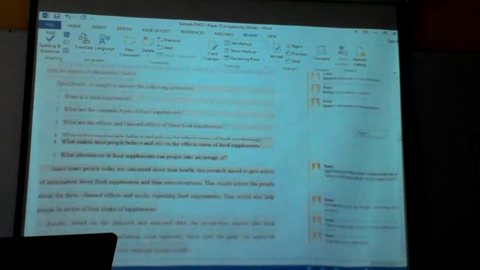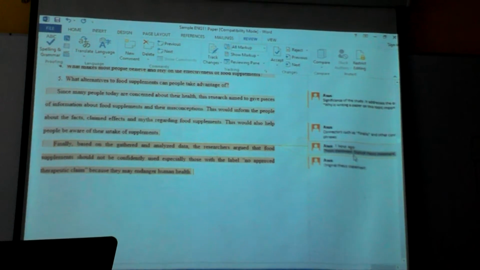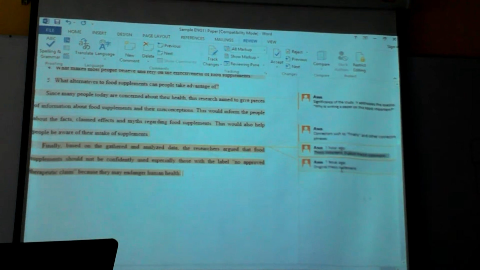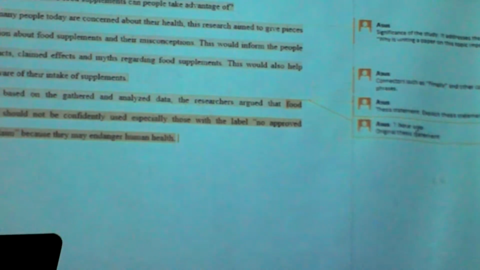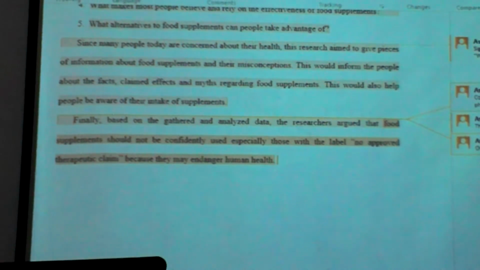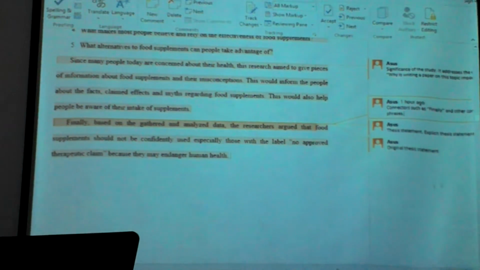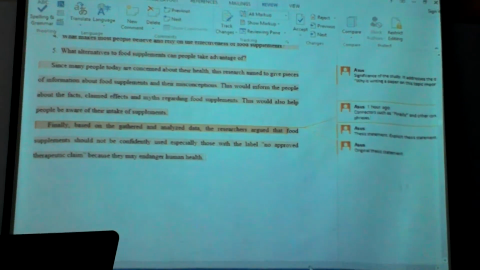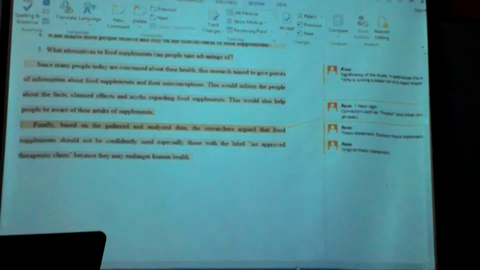And then finally, you have an explicit thesis statement right here. It is the ending paragraph of your introduction. But if you look at it, this is just their original thesis statement: "Food supplements should not be confidently used." That's all it was. However, they thought that if they just put it right after the significance, it would be incoherent. So what did they do? They made use of connectors such as "finally" and other phrases in order to connect the previous paragraph to the next one. Make sense? You also need to have that.